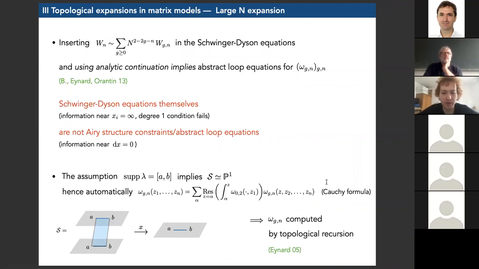And now, if you take the Schwinger-Dyson equations, you insert the asymptotic expansion, and you play with it using analytic continuation on this curve, you're going to find that these W_n satisfy the abstract loop equations attached to the spectral curve, which I very briefly told you about before. Therefore, at least in this case where the support of the measure is connected, these omega_{g,n} are computed by the topological recursion of that spectral curve. So that's the general idea.